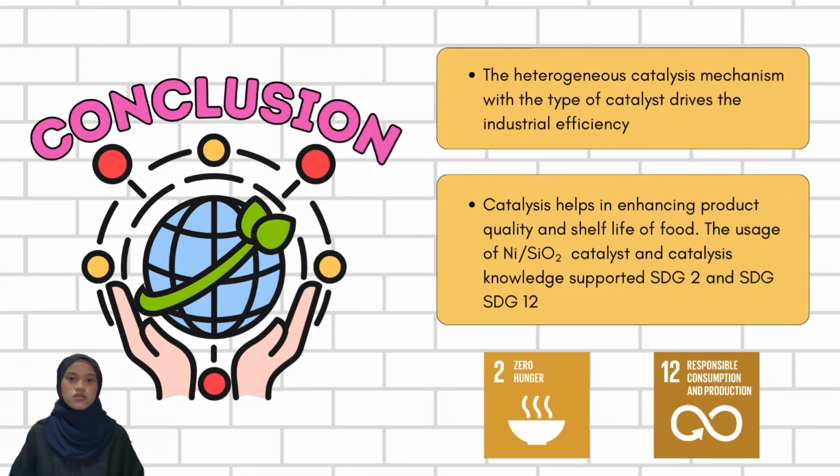To conclude, the knowledge of catalysis can drive industrial efficiency and quality production that aligns with SDG 2, Zero Hunger, and SDG 12, Responsible Consumption and Production. The selection of the heterogeneous mechanism and the type of solid catalyst, nickel on silica, results in the conversion of vegetable oil to margarine with benefits in enhancing product quality and reaction selectivity.